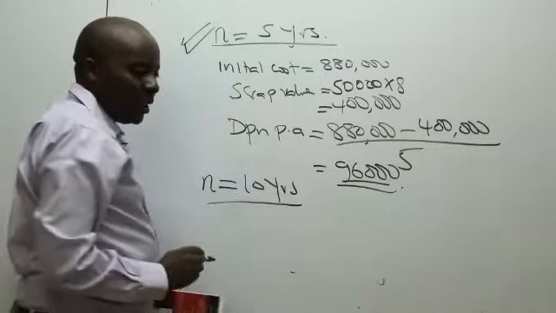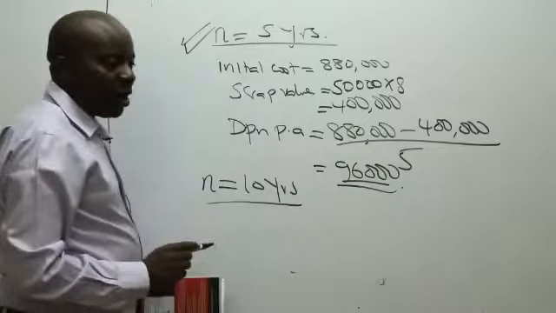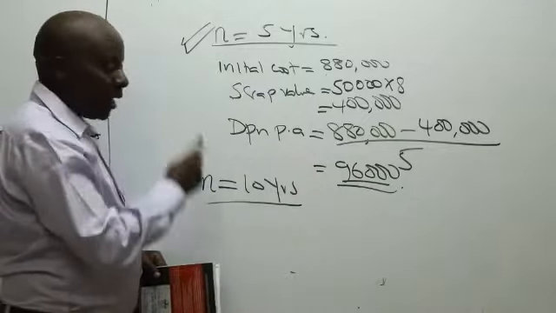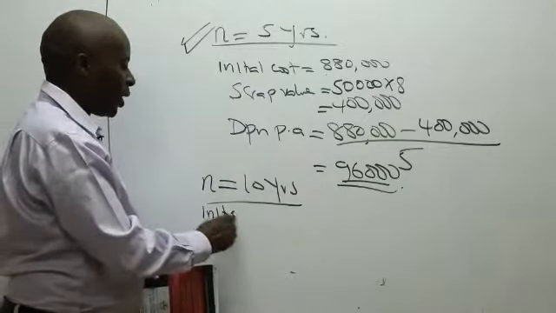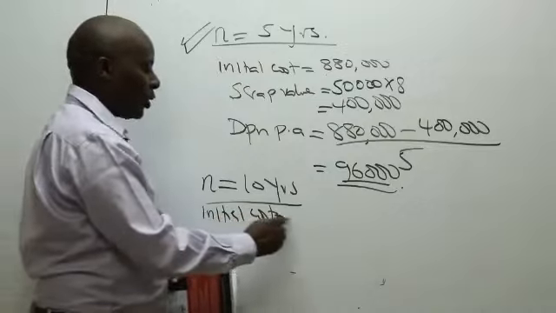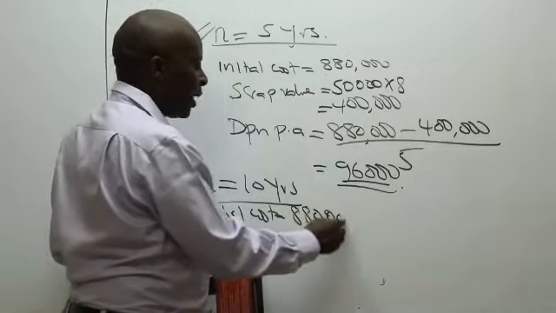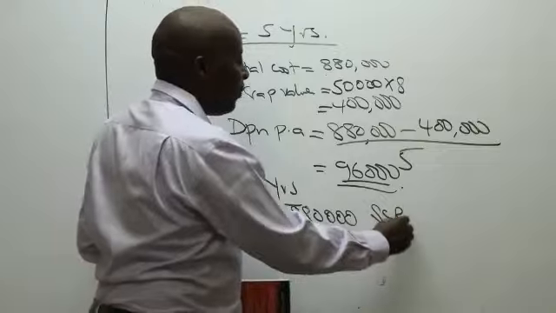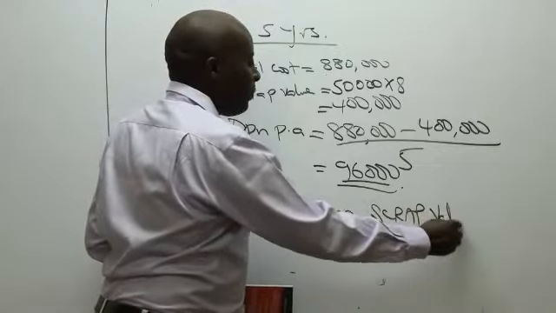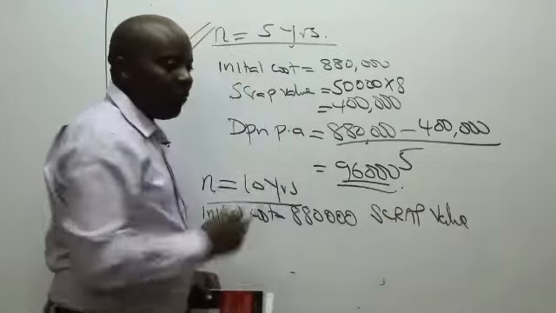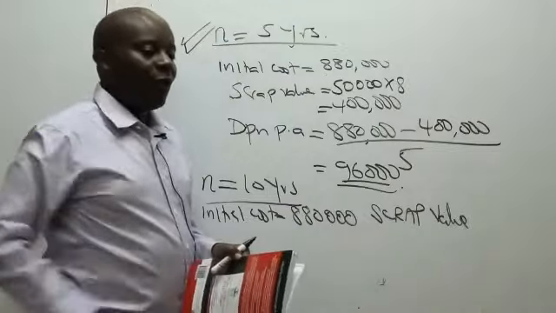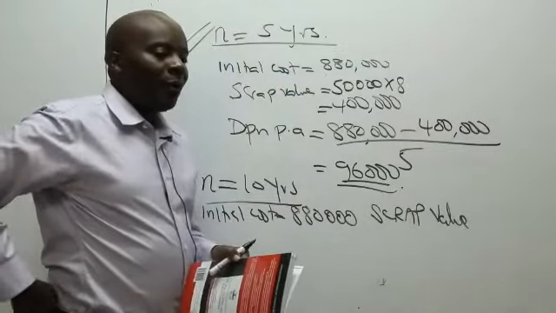When n is 10 years, are you able to see the metrics now? I know that the initial cost of these computers will still be 880,000. How about the scrap value?